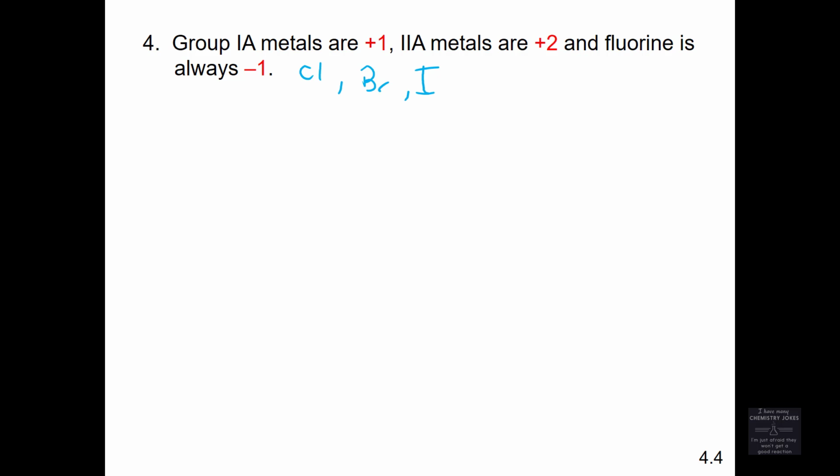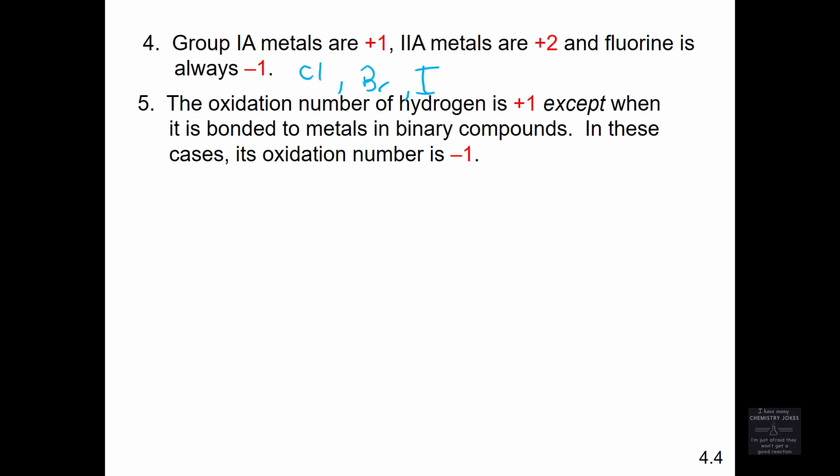As a little side note here, that's due to electronegativity, and we'll say more about electronegativity in chapter 9, but that's why fluorine is always -1. The oxidation number of hydrogen is always +1, except when it's bonded to something like an alkali metal or alkaline earth metal. So these are alkali, and these are alkaline earth.